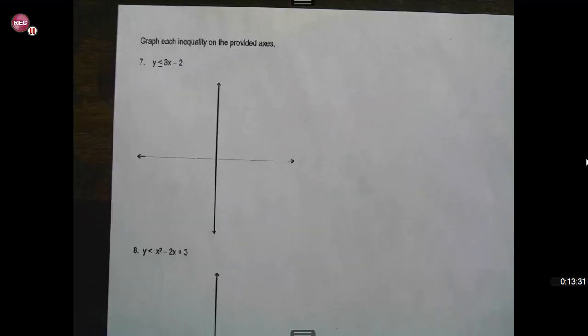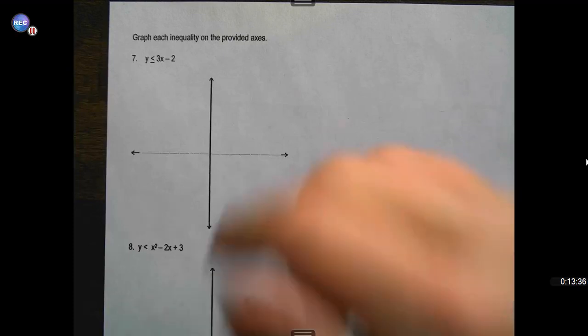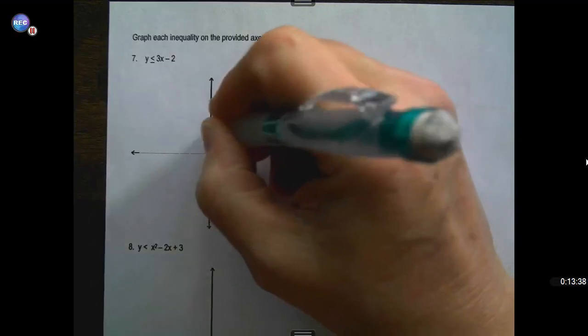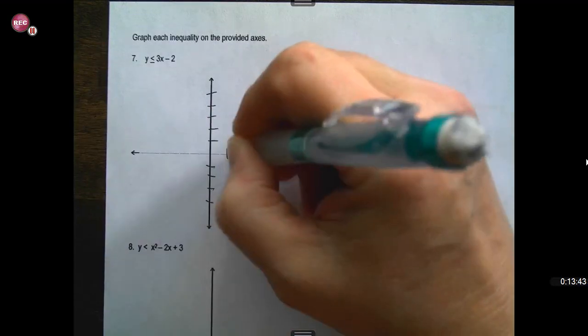Then I printed these out at home, and the graph paper for some reason didn't want to print, so we'll wing it. It'll all work out. Put a little scale on here for the x and y axes.